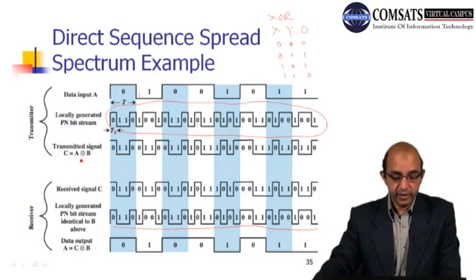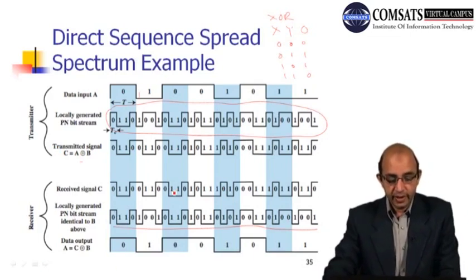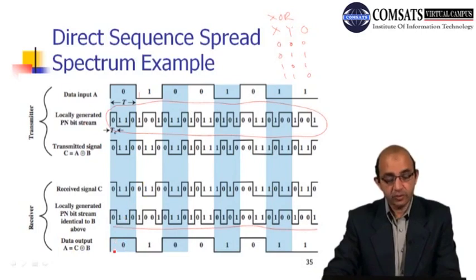This signal is the transmitted signal. And then on the other side we have the received signal, and the received signal is XORed again with the same locally generated PN bit stream, and you can see that this is the data output, right?